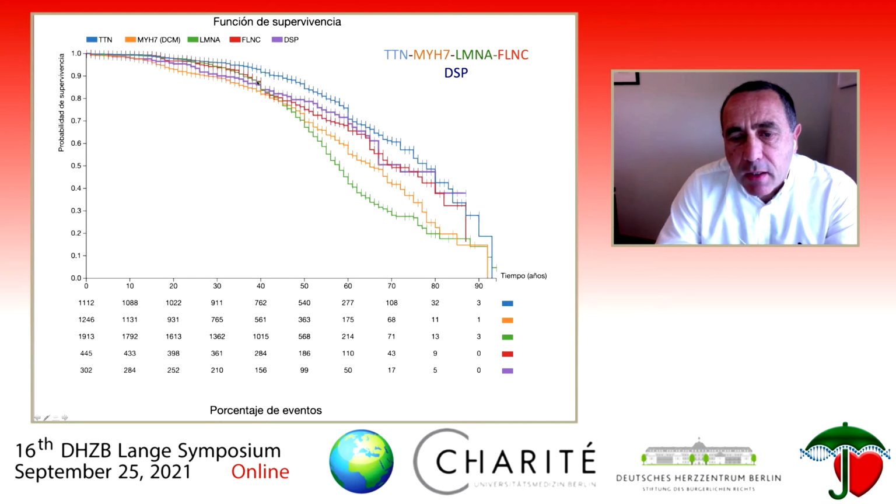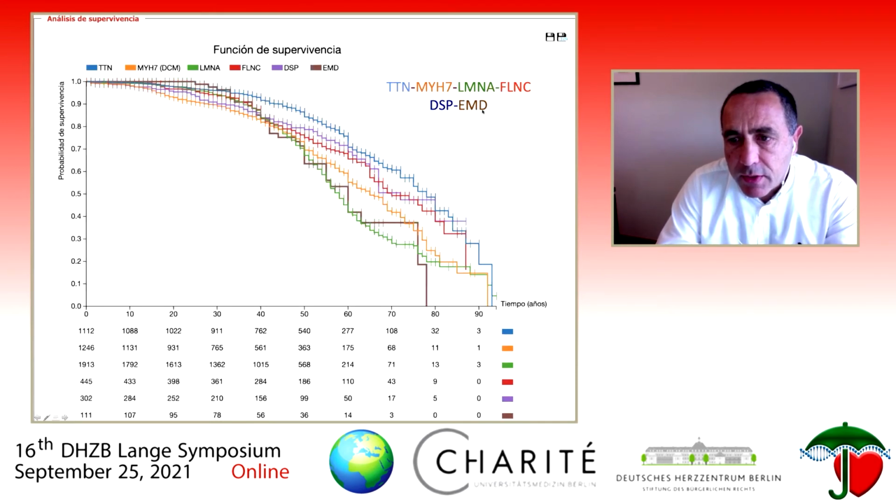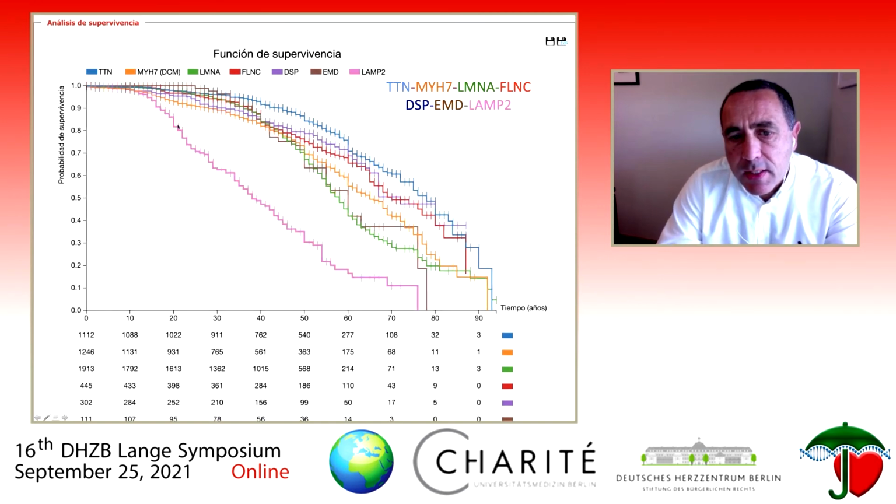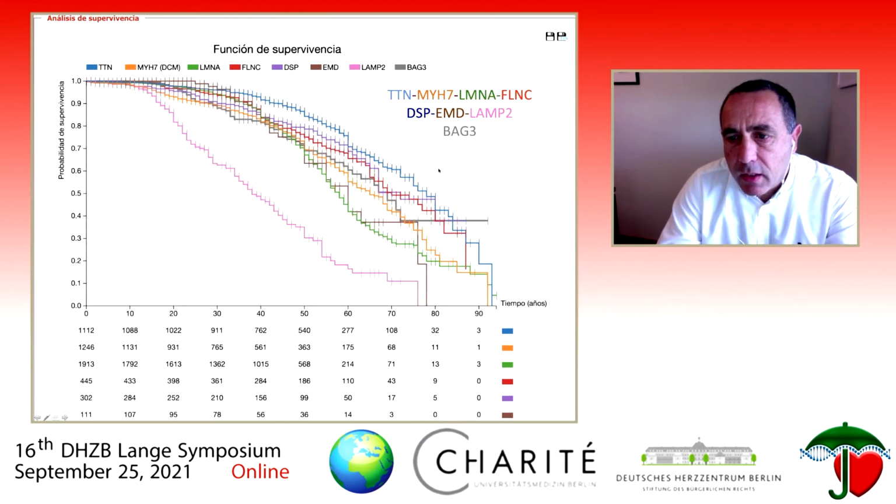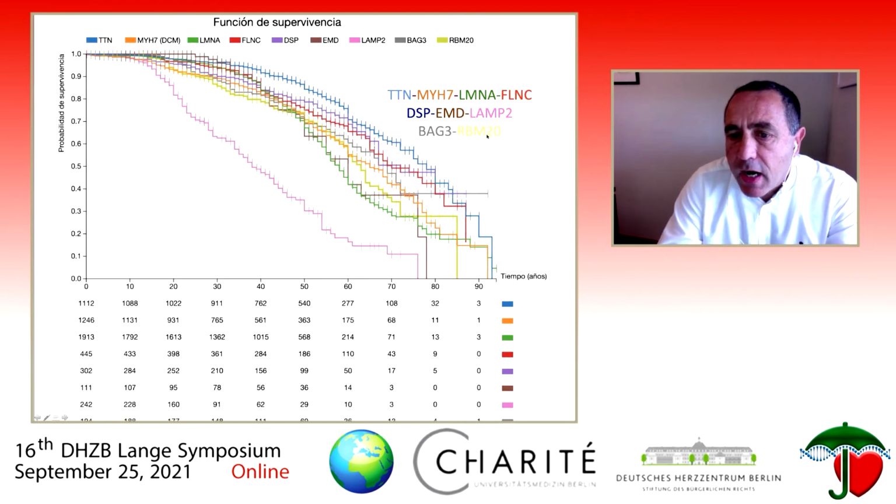This is desmoplakin, maybe arrhythmogenic, but also hypertrophic. This is emerin, it's worse. This is LAMP2 that also causes dilated cardiomyopathy. And here you have BAG3 in gray. So different prognosis with different genes. RBM20 is also one of the worst.